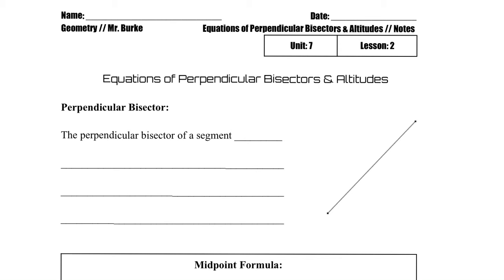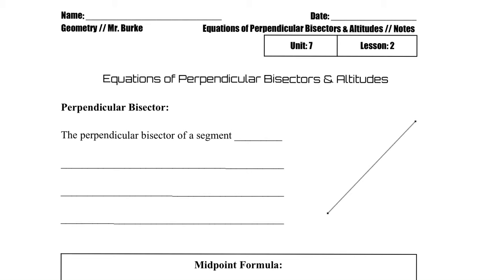Okay, now that we have a good grasp on being able to write the equations of parallel and perpendicular lines, that allows us to work on applications of parallel and perpendicular lines. In particular, we can get into perpendicular bisector, and then we can also get into altitude. So let's talk about those two things.